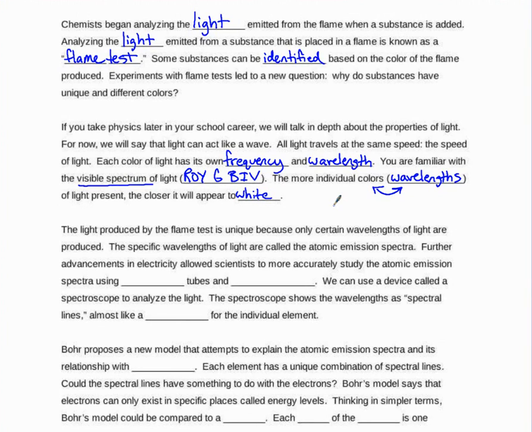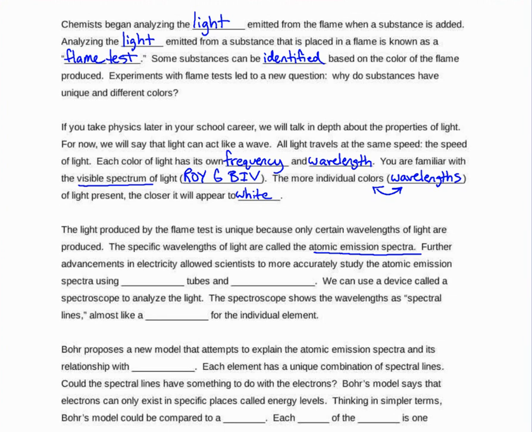The light that's produced by a flame test is unique because only certain wavelengths of light are produced. The specific wavelengths of light are called an atomic emission spectra. We'll get a chance to look at these in class. I have some special instruments where you can see it.